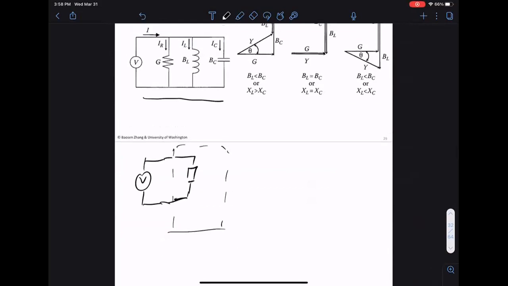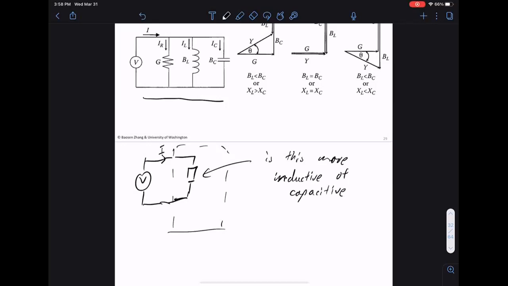Then the question that often comes up in practice is, is this more inductive or capacitive? Does it look more like an inductor or more like a capacitor for this circuit? As we'll see later in this class, that has some implications for the operation of the grid.